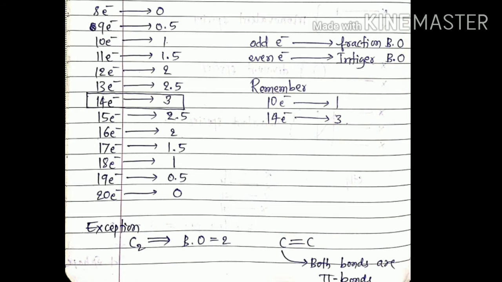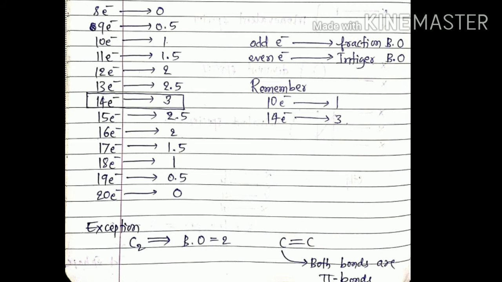So we'll consider this one. If it is an odd number of electrons, then the bond order is fractional. If it is an even number of electrons, then it is an integer bond order. So we need to remember this: if it is 10, then the bond order is 1. If it is 14, then the bond order is 3. If we go above, then it decreases. If it goes below, then also it decreases.